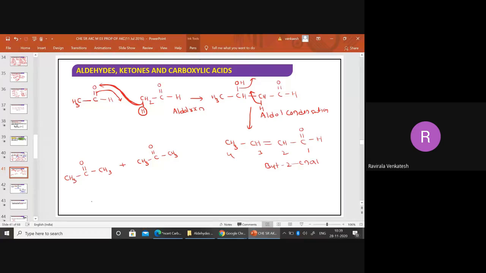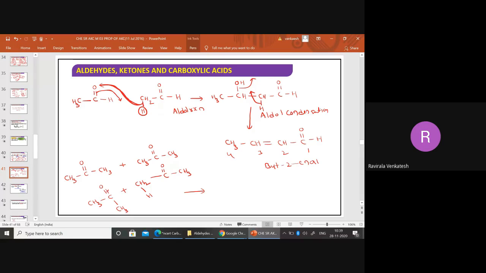Again, you write this one in the manner like this. Better for understanding, you write like this: CH3, C double bond O, CH3. Keep the CH3 below like this. Next, CH3, how are you writing? CH2, hydrogen, C double bond O, CH3. Correct?